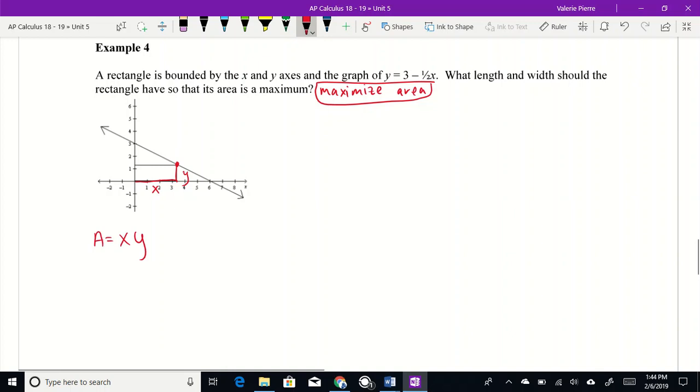This is one of those problems where we don't have to create a second equation because we already have one, right? So all we need to do is use the y equals equation in my A equals xy in some form to move forward and find our answer. So I want you to try example number 4 on your own.